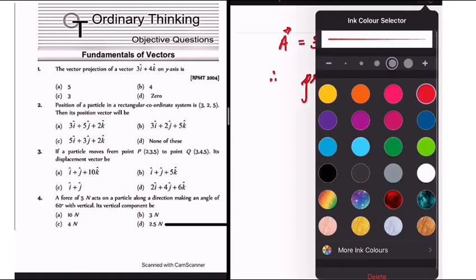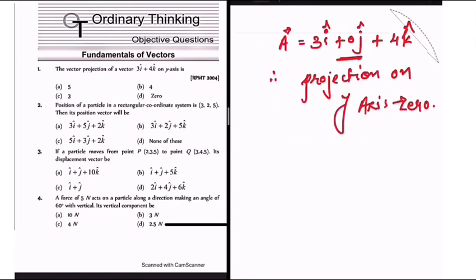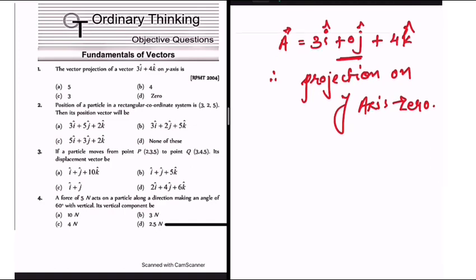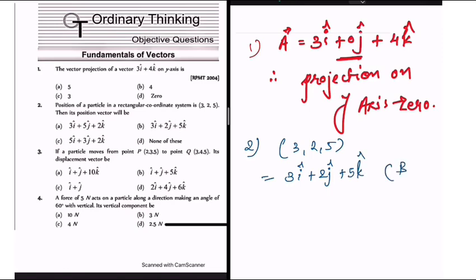Okay, simple. Chalo, next question. This was the first question. Next question. Position of a particle in rectangular coordinate system is 3, 2, 5. This can be written as 3i cap, 2j cap, and 5k cap. It is very easy. B is your answer. In the previous one, B is also your answer.